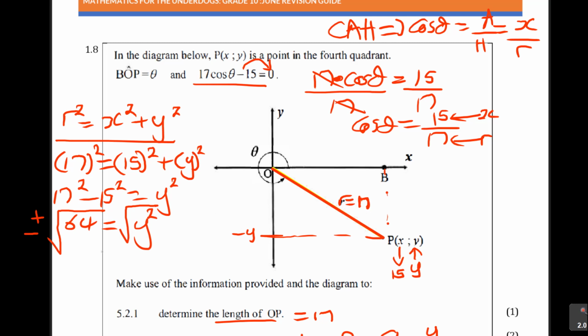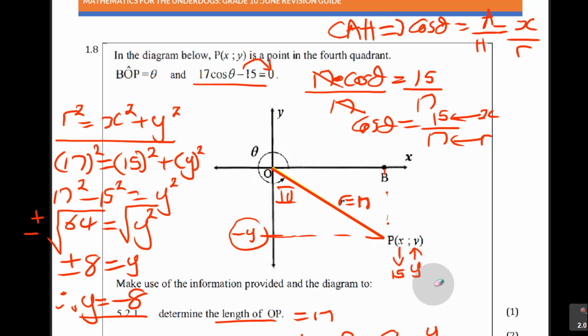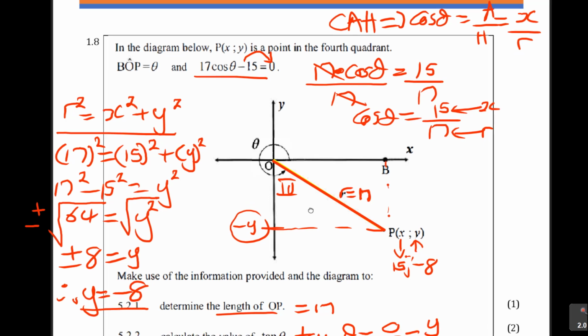Don't forget that. So the answer then will become what? The answer will be plus or minus 8 is equal to y. And I already told you y cannot be positive in the fourth quadrant. You can see it's negative. So therefore, y is equal to negative 8. Don't take the positive. Then with that, I can erase here and put my y as negative 8.